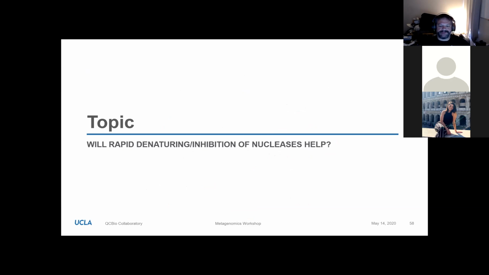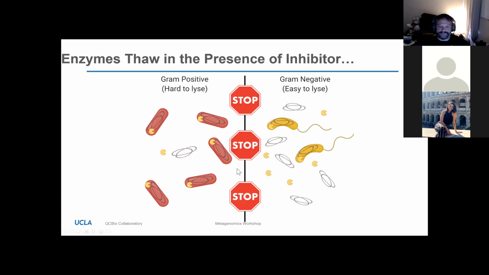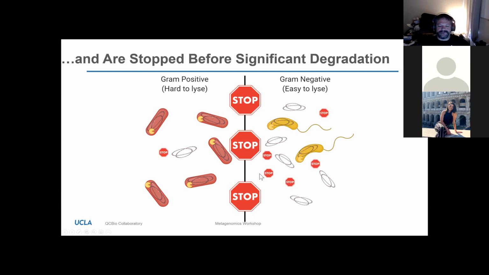So this led to the question of, will rapid denaturing or other inhibition of nucleases help? And it kind of makes sense that it would. So let's say that we have these things frozen, but we thaw it directly into some kind of an inhibitor or a stabilizer, so that as these enzymes start to thaw, they're also immediately hit with an inhibitor. Now all of a sudden the enzymes can't break down the DNA and the DNA is preserved. So that's basically how you deal with freeze thaw.